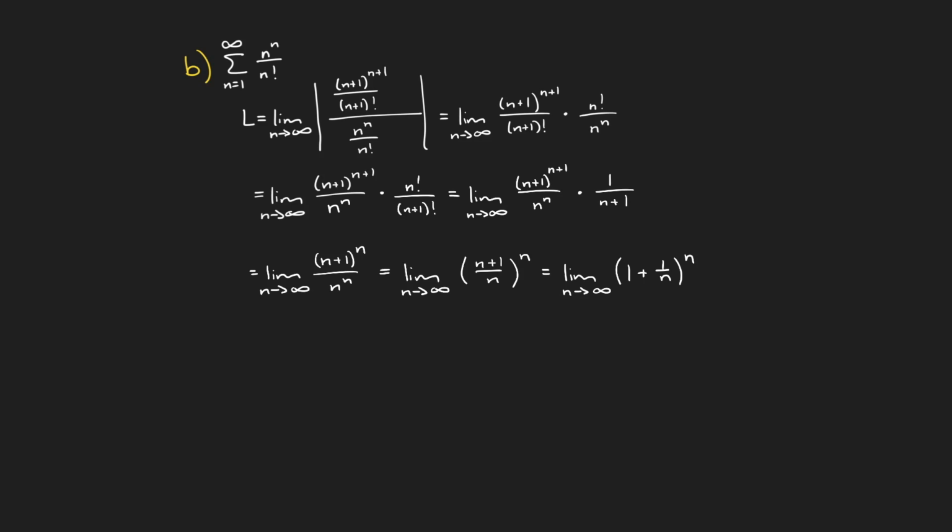Now, this limit isn't immediately obvious. However, if you recall, when we talked about the exponential function, we showed that this limit is actually equal to e, which is a number bigger than 1. Therefore, the series diverges by the ratio test.